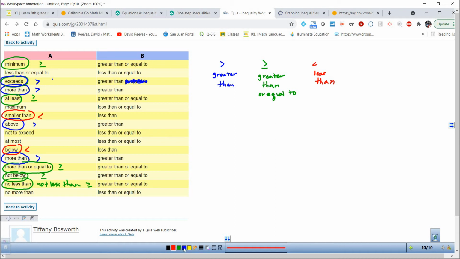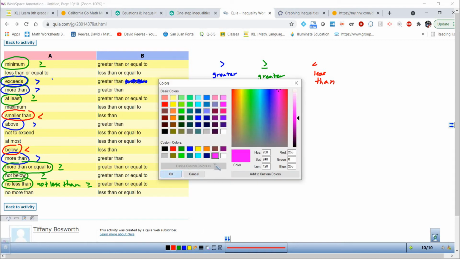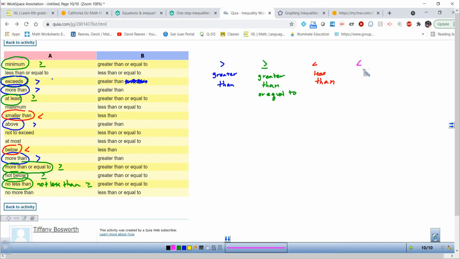Let's see here. Let's get a different color other than black. How about magenta? I like magenta. So less than or equal to. Okay, and remember, something cannot be less than itself. So if we go back to 3, 3 is not less than 3, but 3 is less than or equal to. Remember that equal to. You can't be less than and equal to, but you can be less than or equal to. All right, less than or equal to means less than or equal to.